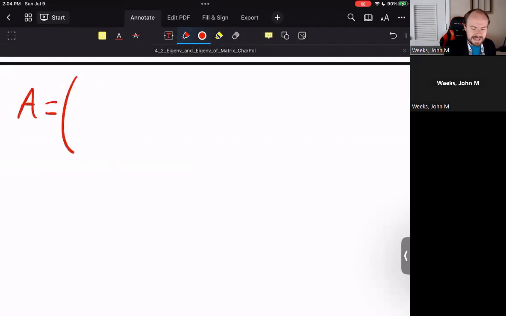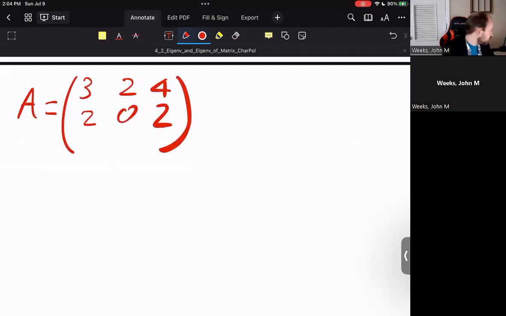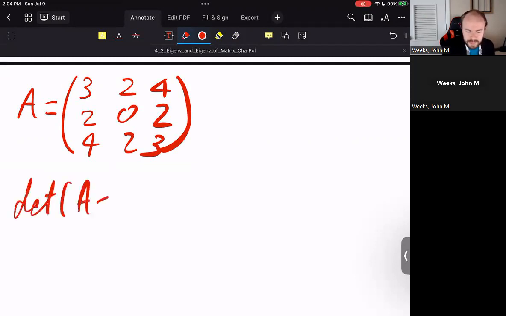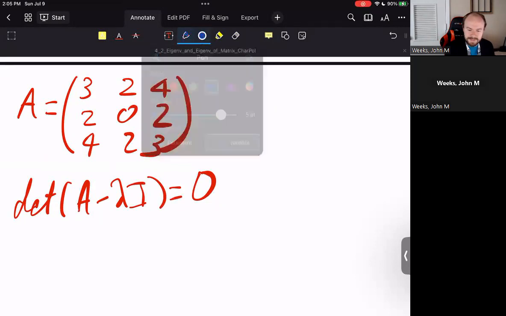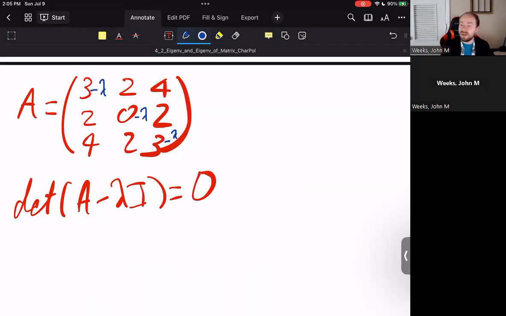Let's take a matrix like this. Let's take A to be 3, 2, 4 on the top, 2, 0, 2 on the second row, and 4, 2, 3 on the third row. Now, first things first, what I'd have to do is try to find and solve the equation of the determinant of A minus lambda I equals the 0 vector. Nope, not the 0 vector, just 0. My bad on that. The determinant is always a scalar. Well, I can do that by just taking the determinant of this whenever I plug in minus lambda into any entry of this matrix that is on the diagonal.